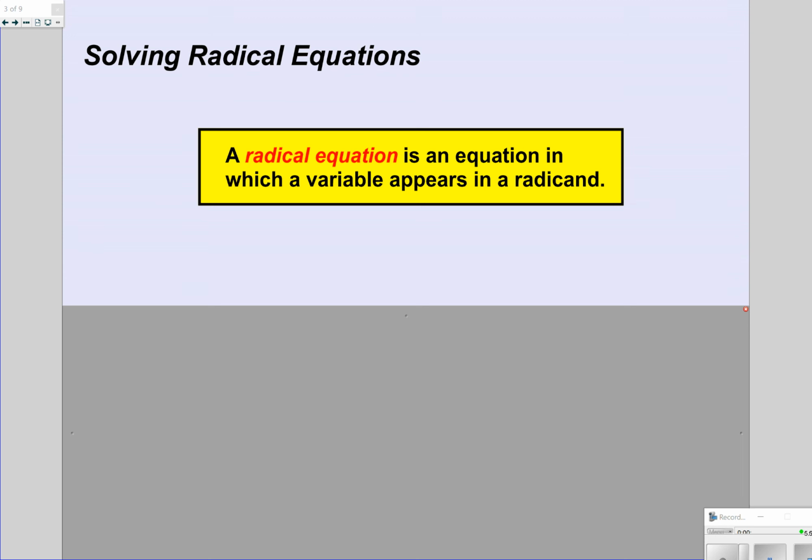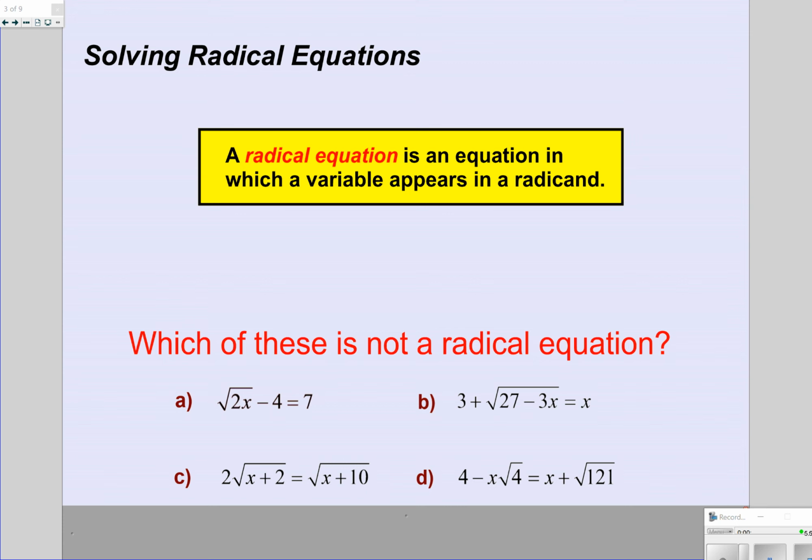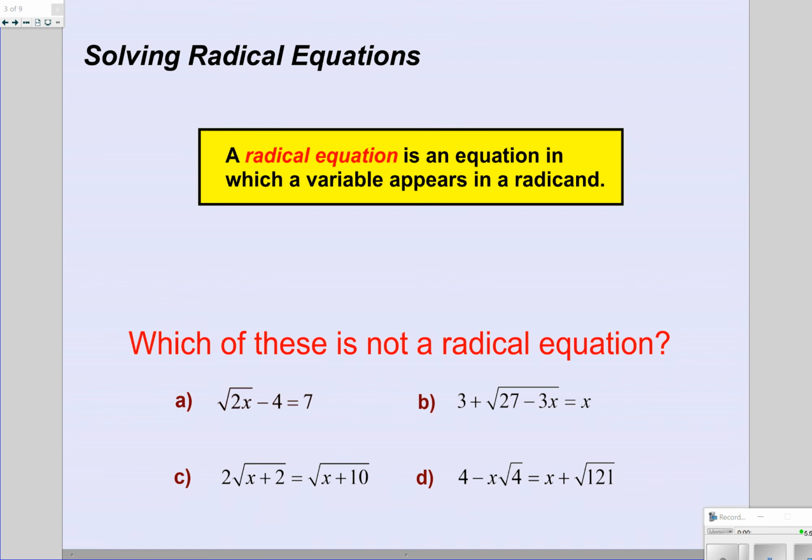So far in this unit, we've learned how to simplify and perform operations with radical expressions. But in this lesson, we'll explore how to solve radical equations. So a radical equation is an equation in which a variable appears in a radicand. So here we have 4 examples of equations, all of them containing radical symbols.